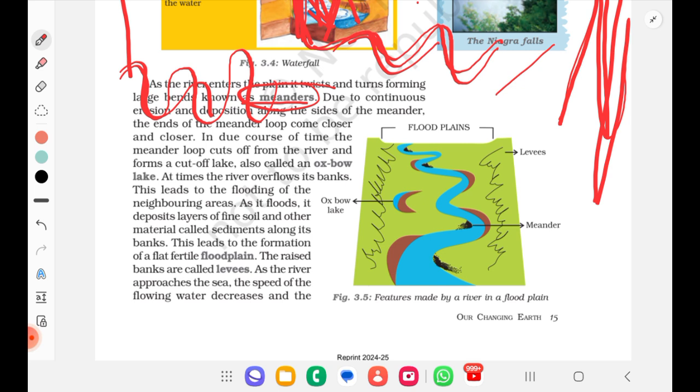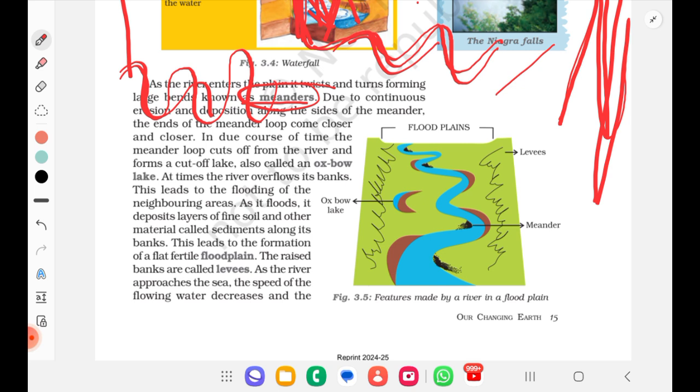At times, the river overflows its banks. This leads to flooding of the neighboring areas. As it floods, it deposits layers of fine soil and other material called sediments along its banks. This leads to the formation of flat, fertile plains.